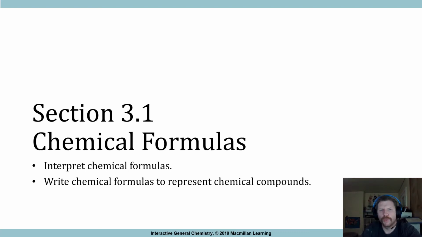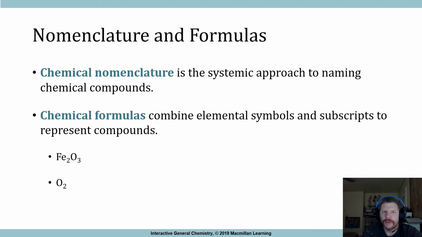Chapter 3, Part 1, Section 3.1, Chemical Formulas. This is all about taking a chemical formula and understanding what is in that chemical formula. Okay, nomenclature and formulas. Chemical nomenclature is the systematic approach to naming chemical compounds.